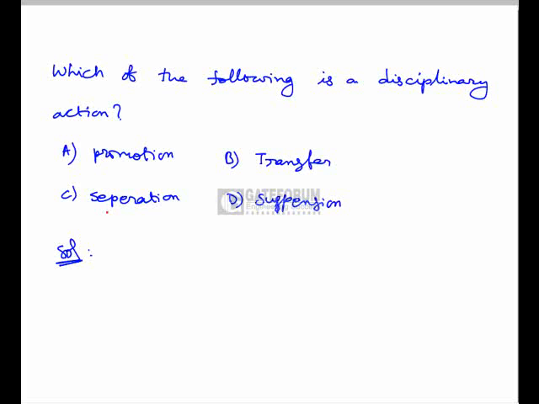Following is a disciplinary action. Here the options are promotion, transfer, separation, and suspension. So the right answer is suspension. So the correct option is D.